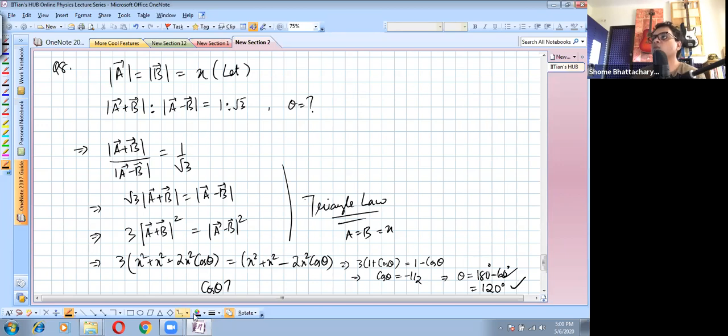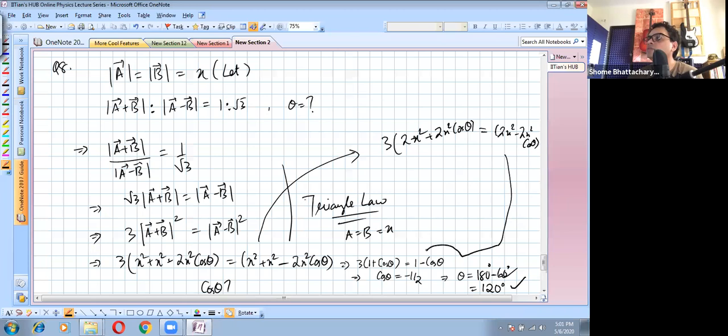X square is cancelling out, beta. Take x square common from both the sides. So take x square common here. So inside this bracket you have 1 plus 1 plus 2 cos theta. So that 2 also comes out. No? This equation becomes 3 into 2 plus 2x square cos theta is equal to, on the other side, 2x square minus 2x square cos theta. So that equation will become this. That much algebra you work out.